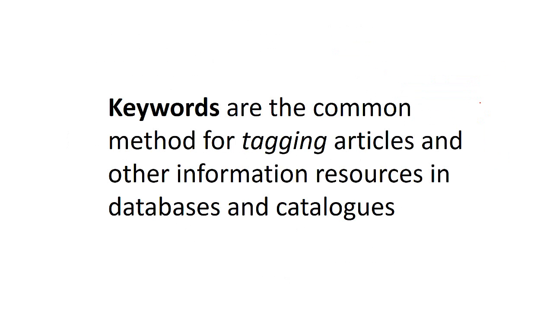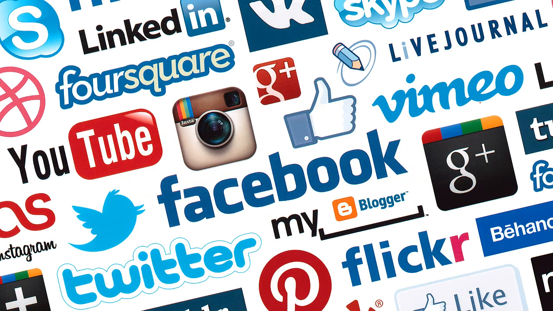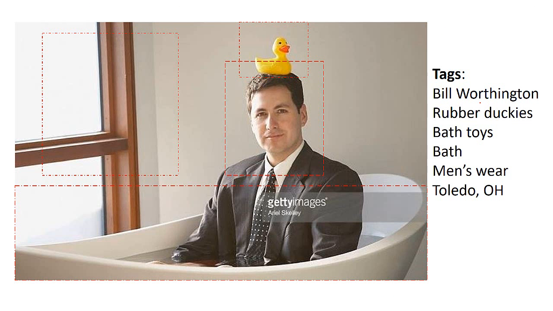So keywords are the common method for tagging articles and other information resources in databases and catalogs. Think of it like social media tagging, right? The idea is to associate one thing with another. For example, if this was a picture that we were uploading to our Instagram for some reason, this is our friend Bill Worthington, and we wanted to take his picture and upload it to Instagram. We would tag his name, Bill Worthington, right? That's the way to associate it. So if people are looking for pictures of Bill Worthington, then they find our friend here.